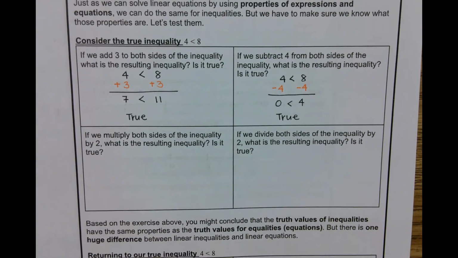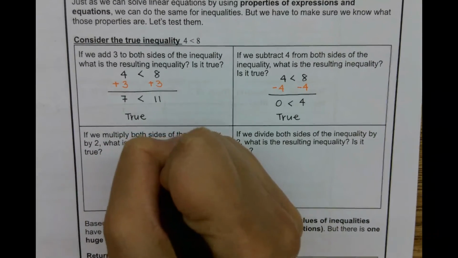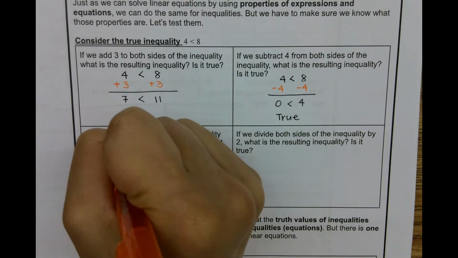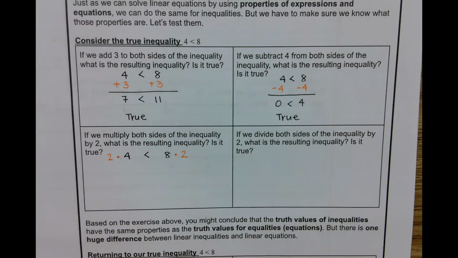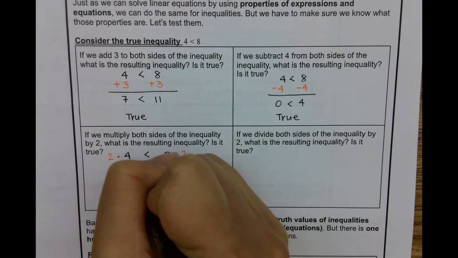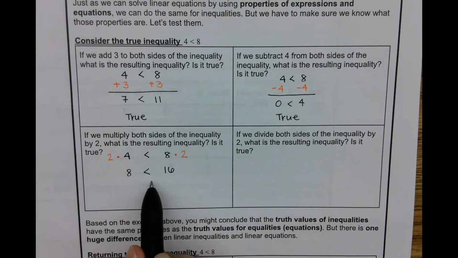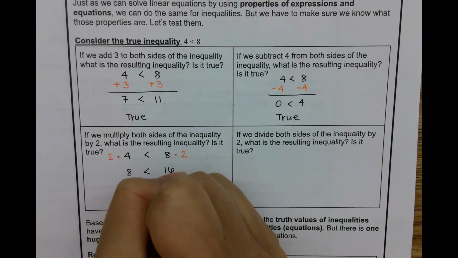So what about multiplication and division? Again, let's try it with 4 less than 8. This time we're going to multiply both sides by 2. So I'm going to multiply my left by 2 and my right by 2. 2 times 4 is 8. 8 times 2 is 16. Is 8 less than 16? Yes, it is. So this is still true.